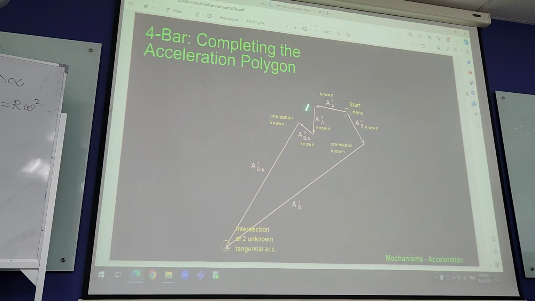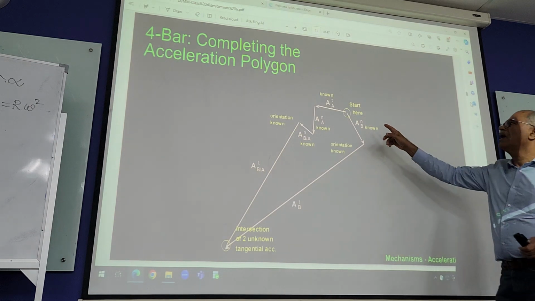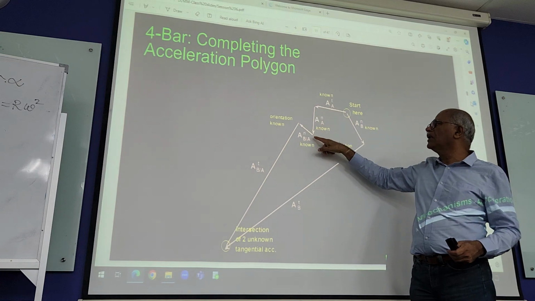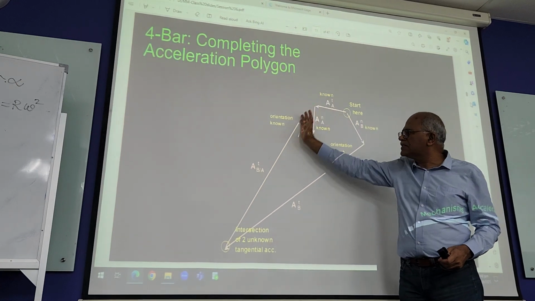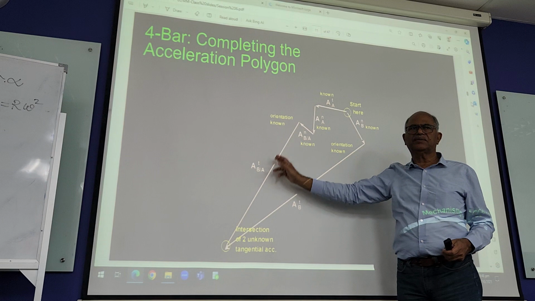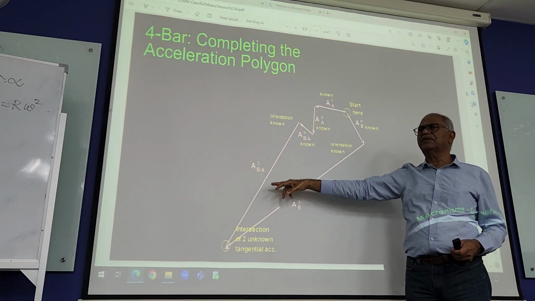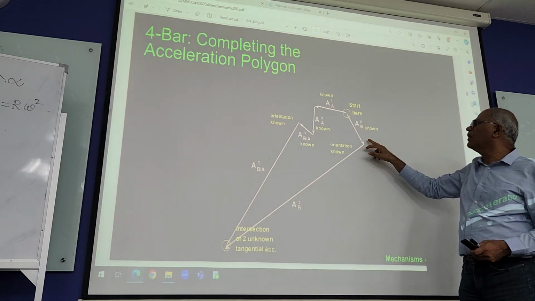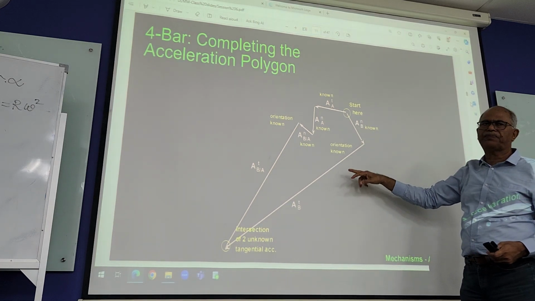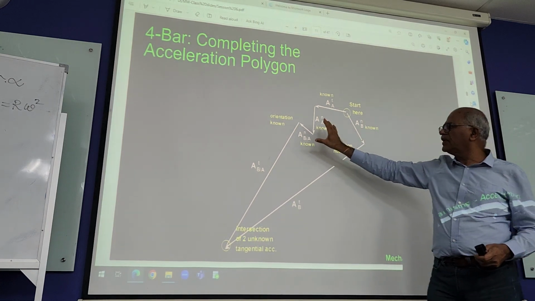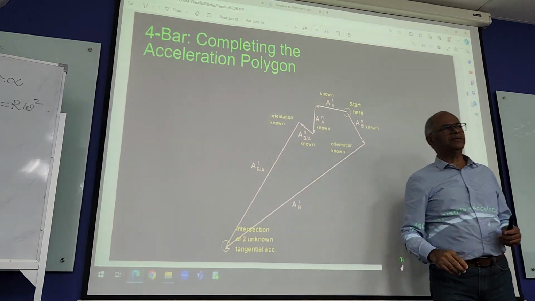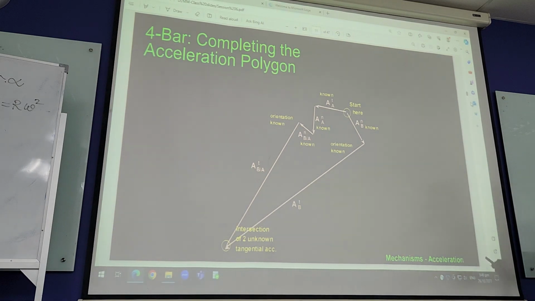Once complete, this is A tangent, A normal, BA normal, then this is the dashed line, BA tangent. So BA tangent, this is the direction. Now here is B normal and B tangent you are drawing. So the B tangent and BA tangent intersect somewhere. So now the acceleration polygon is complete.